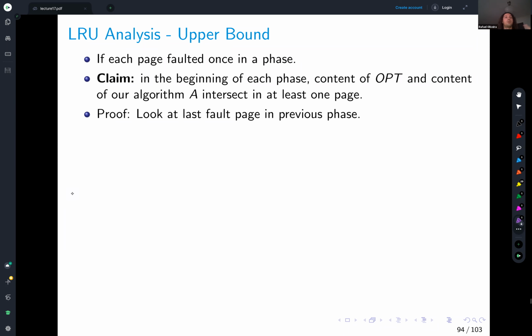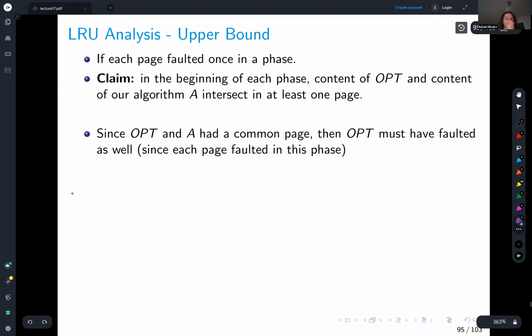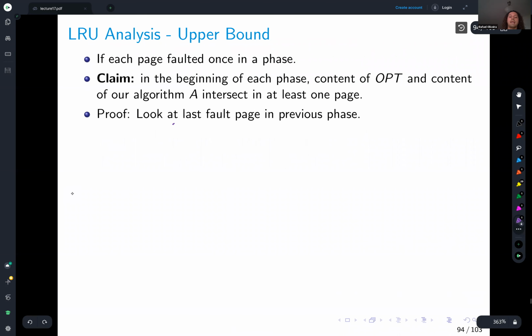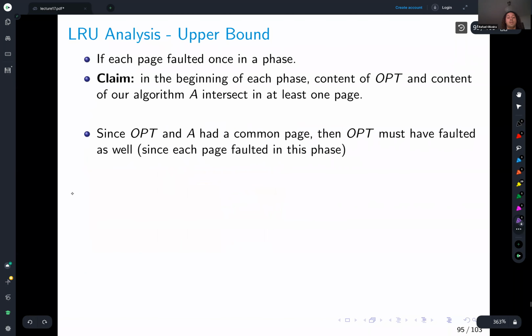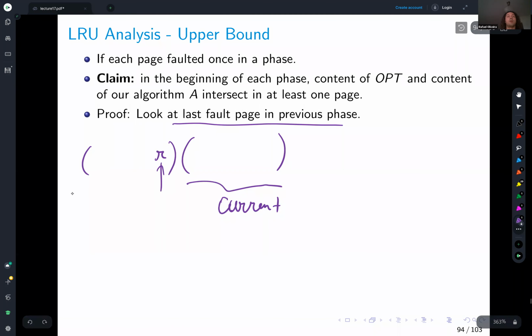And why is that? Here's the proof. Let's look at the last fault in the previous phase, right? So we're going to look at one phase, and this is the current phase that we're at. And we're going to look at the last fault in the previous phase, which is the last request, right? So let's say this is request R, okay? Let me finish the proof. How do we complete this proof? Look at this request, right?